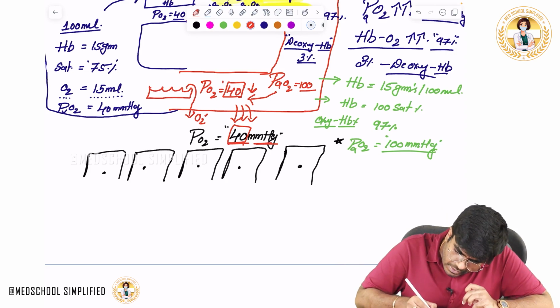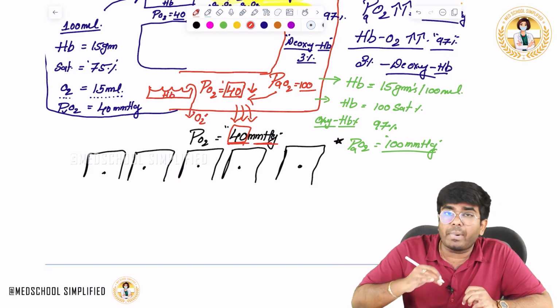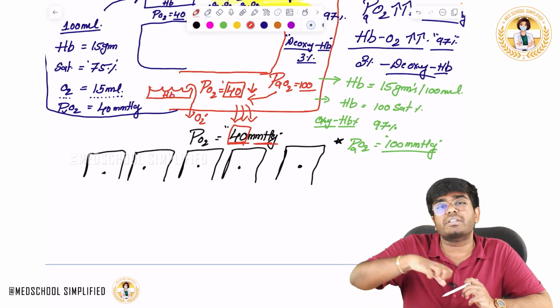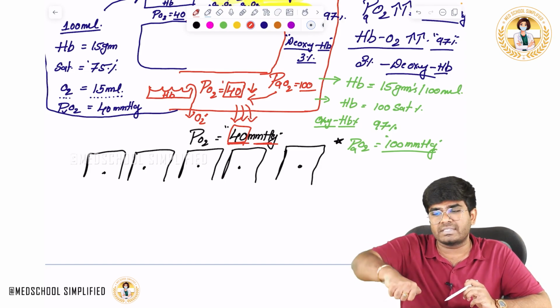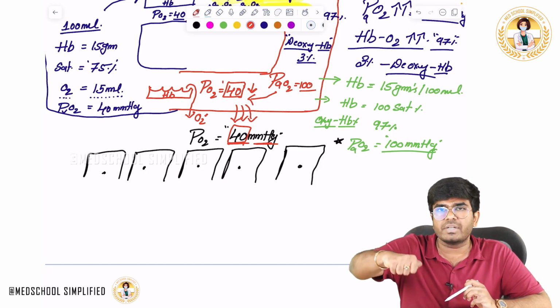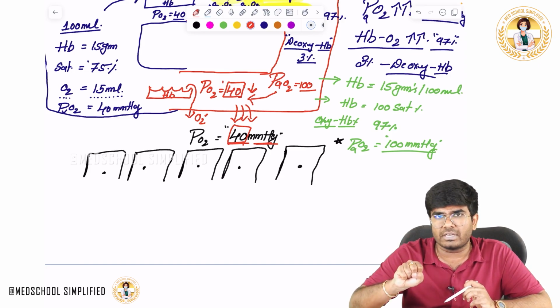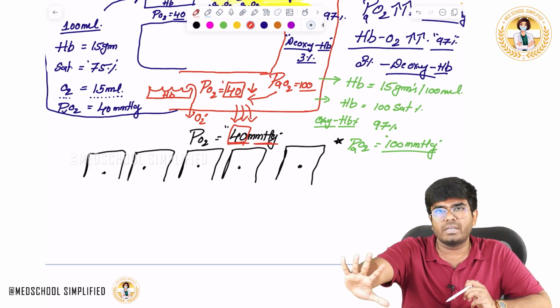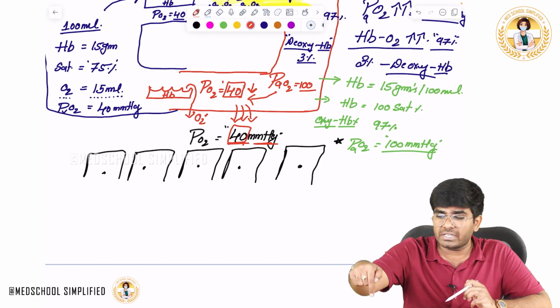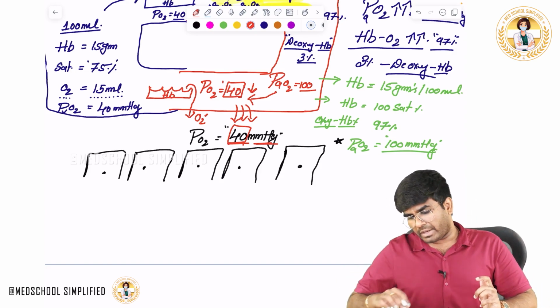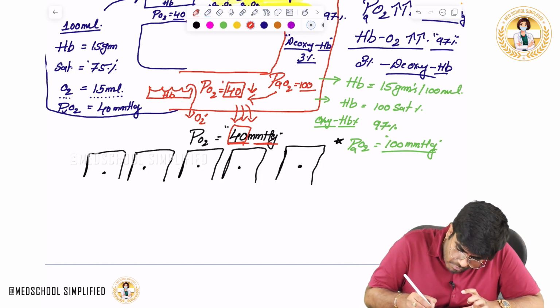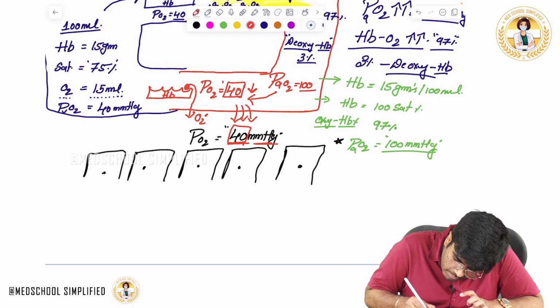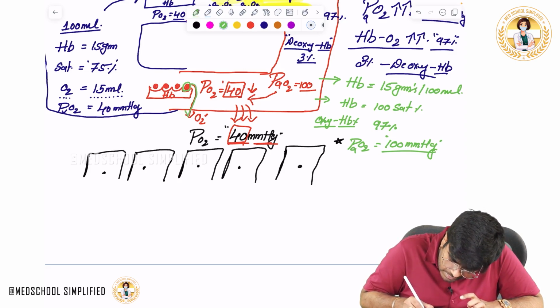So in the same way, this hemoglobin, whenever the partial pressure is decreasing, partial pressure is the determinant, it's the real determinant. When partial pressure is more, hemoglobin binds with the oxygen. When partial pressure is less, hemoglobin releases the oxygen. Now when the partial pressure is decreasing here, what happened to this last oxygen molecule? The fourth oxygen molecule is going to be released into the tissues. Only this oxygen will be released into the tissues.